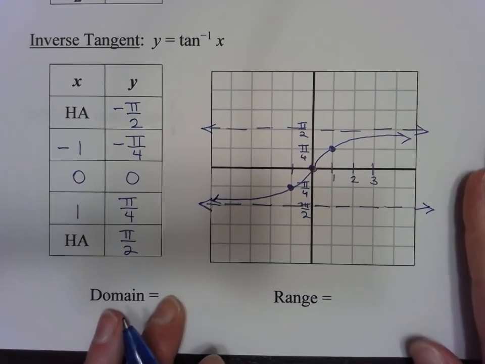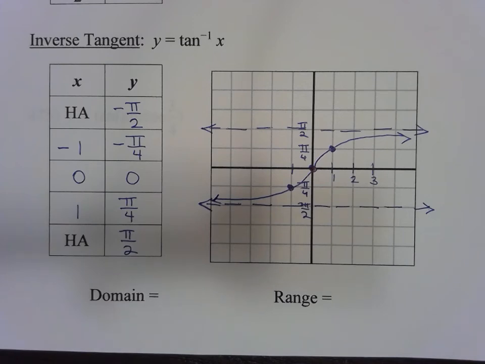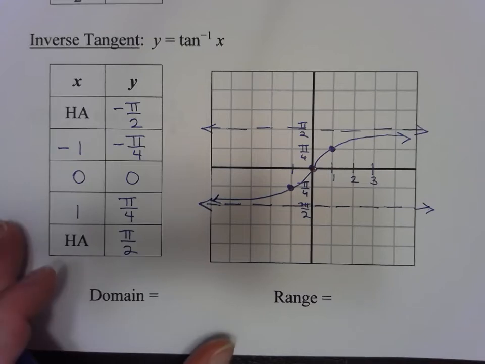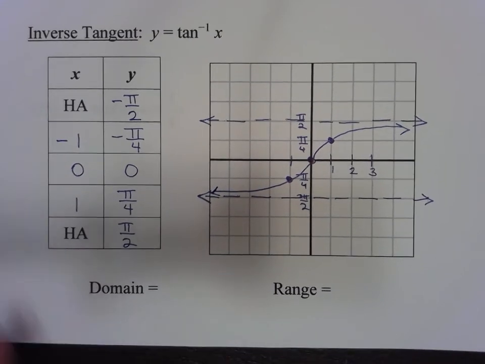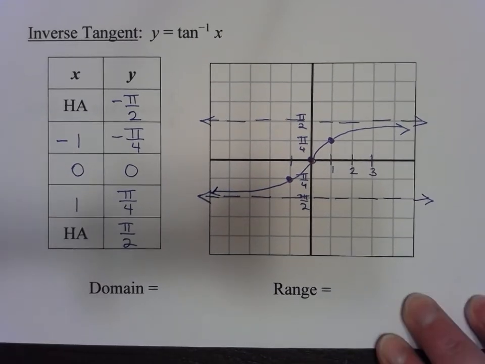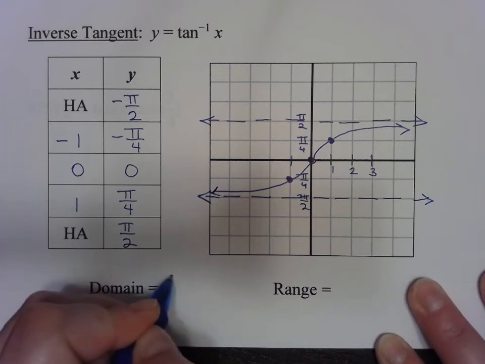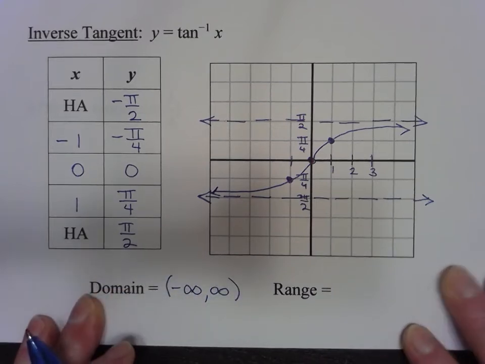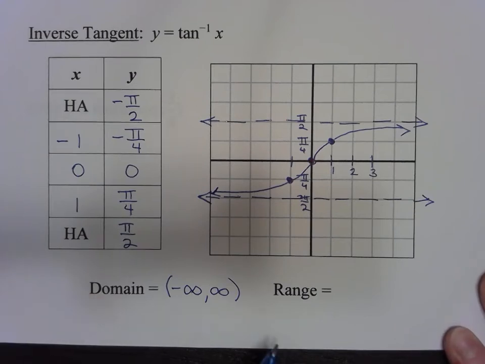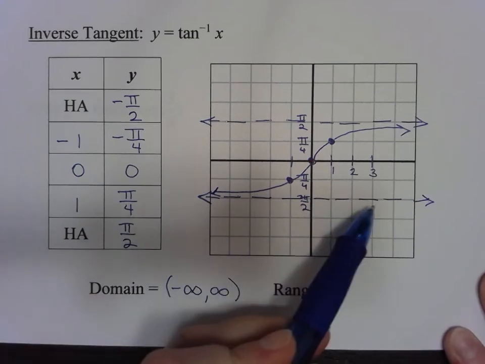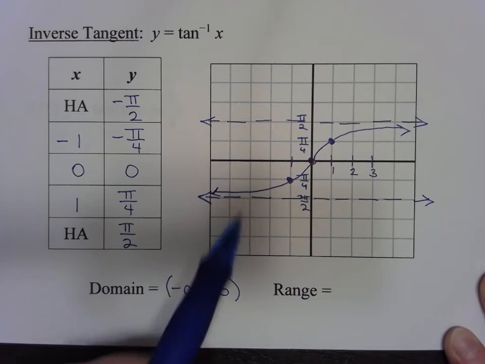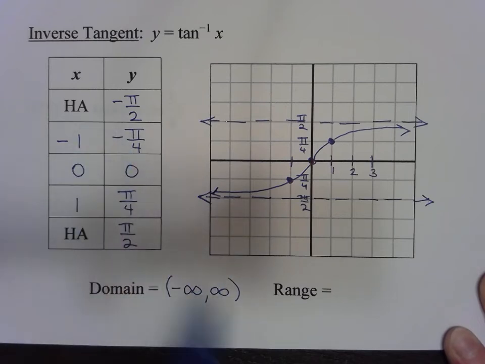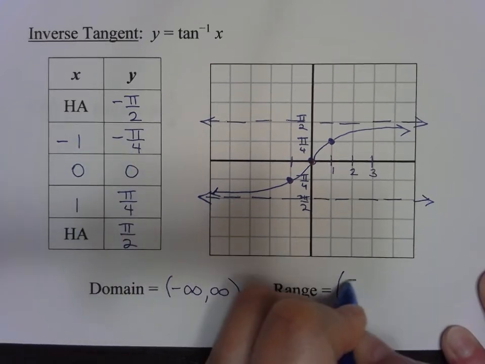The tangent curve has always looked like x cubed to me in a way, so the inverse tangent looks a lot like the cube root. Okay, the domain is going to go from negative infinity to infinity. And the range is that restricted domain that we started with. Because of the asymptotes, we don't actually hit negative pi over 2 and pi over 2, so we're using parentheses.